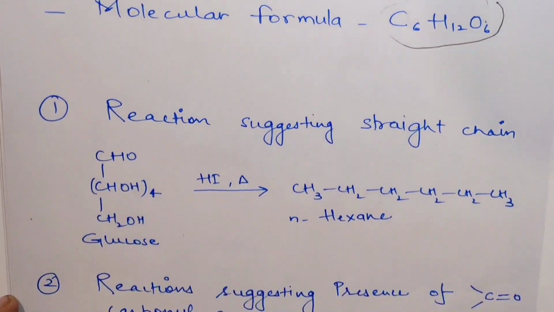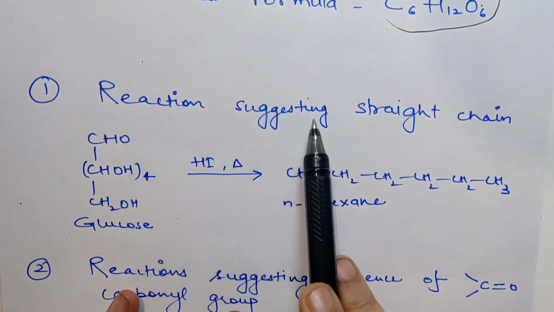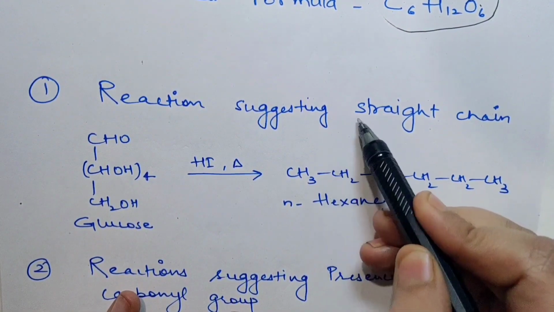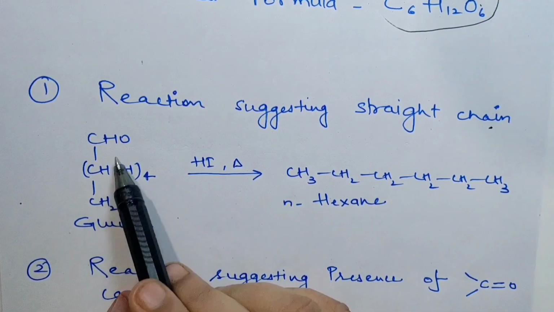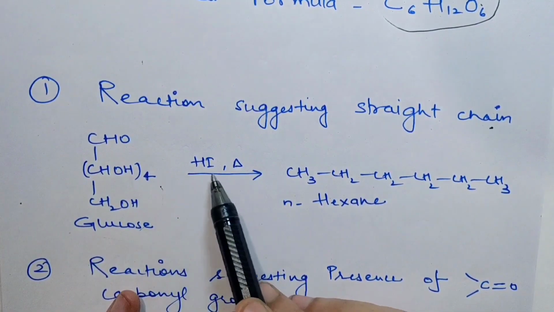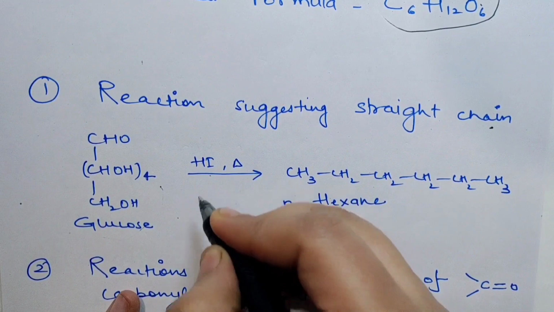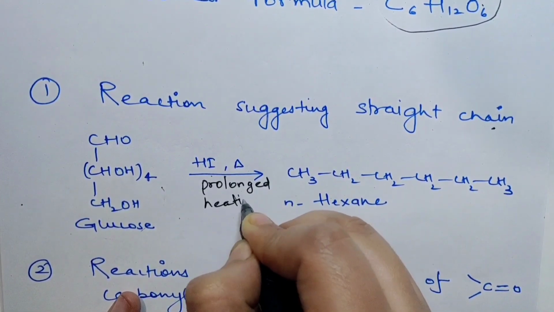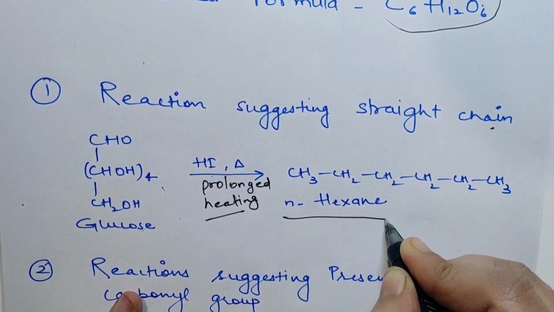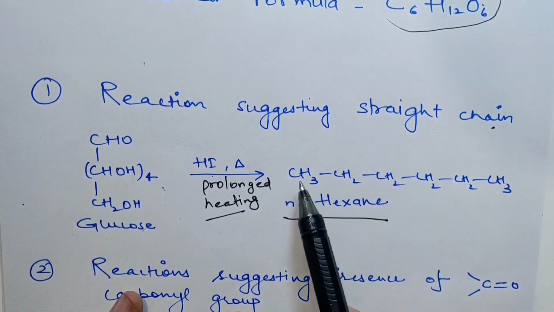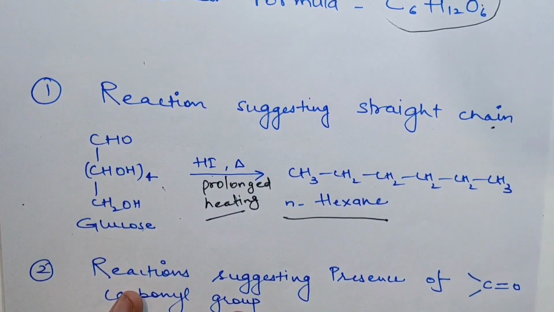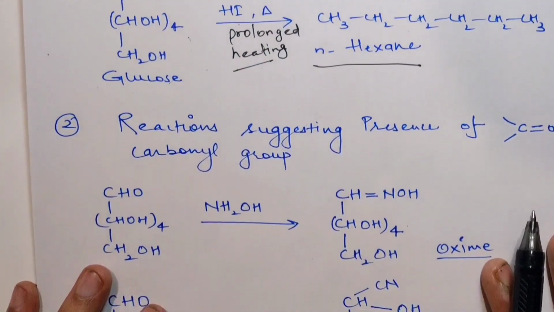First reaction is the reaction suggesting that glucose has a straight chain. That means all the 6 carbon atoms are linked in a straight chain. The reaction is when glucose is treated with HI on prolonged heating, it gives us n-hexane. Now this gives us a clue that all 6 carbon atoms in glucose are linked in a straight chain.